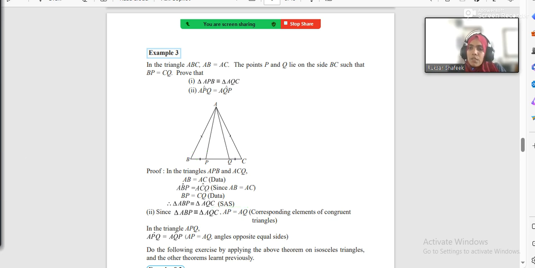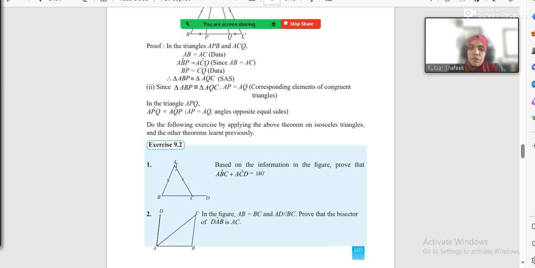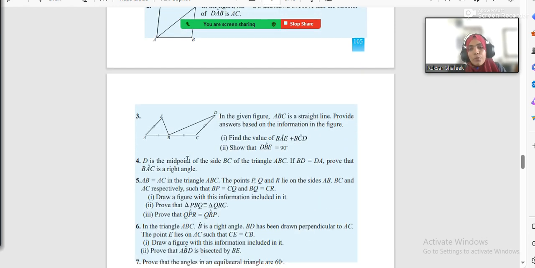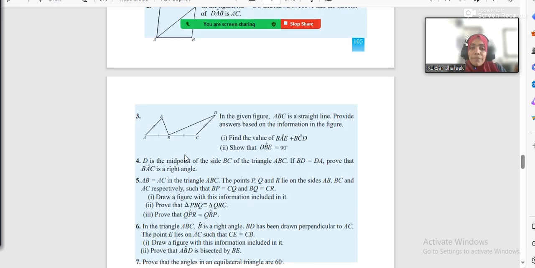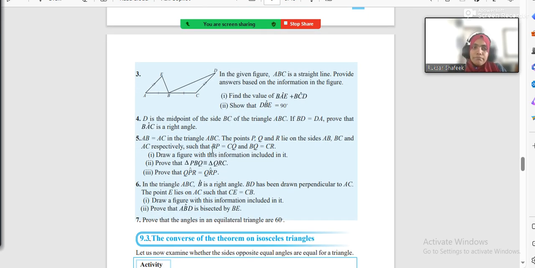All right, so I hope that part was clear as well. Let's move into the exercise. Exercise 9.2 has some really interesting questions. You can definitely work them out and see how the questions are different from one another as well. So let's look at one of them. In the given figure, ABC is a straight line. Provide answers based on the information in the figure. They want us to find the value of BAE plus BCD, and then show that DBE is equal to 90 degrees. All right, interesting. Let's see what we can do in this case.